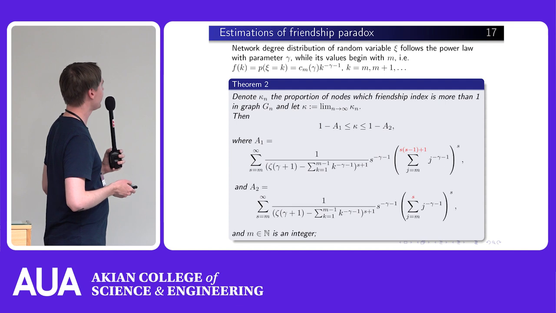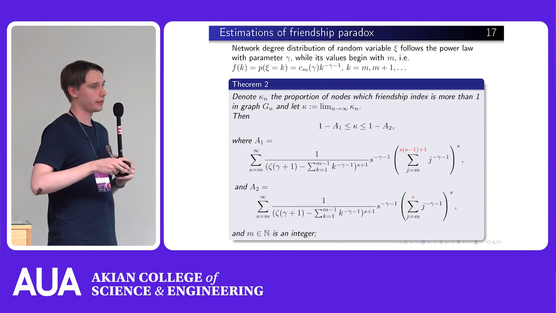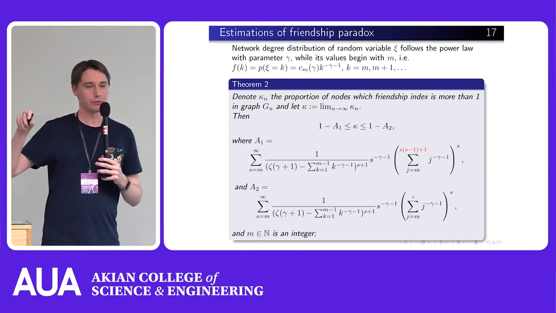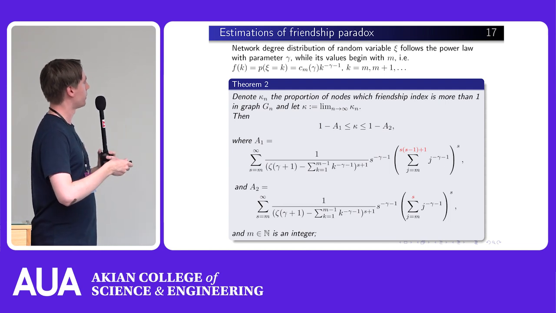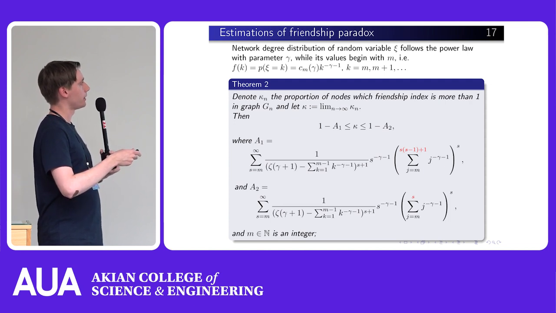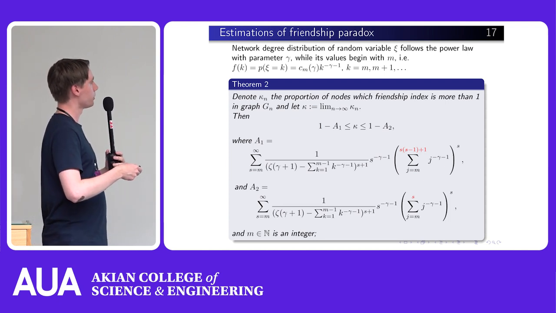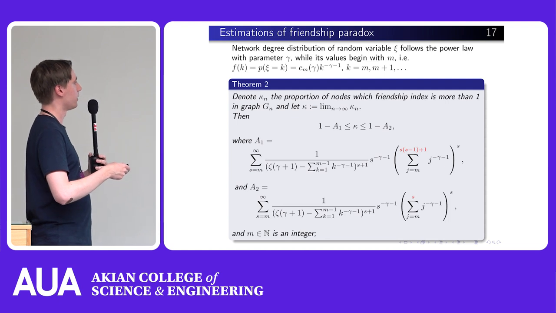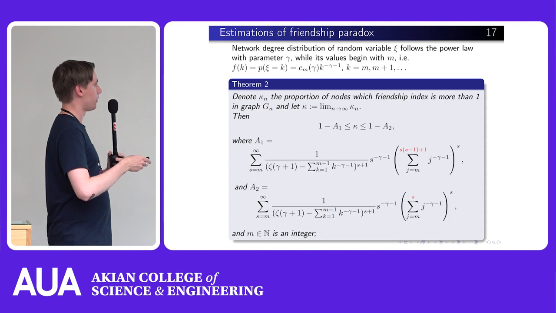The final theorem for today, for my presentation here, we'll estimate the share of nodes for which the friendship index is larger than one. So if random variable C again follows the power law with parameter gamma, and its values begin with M, we can estimate the proportion of nodes for which the friendship index is more than one. We can find the bounds.